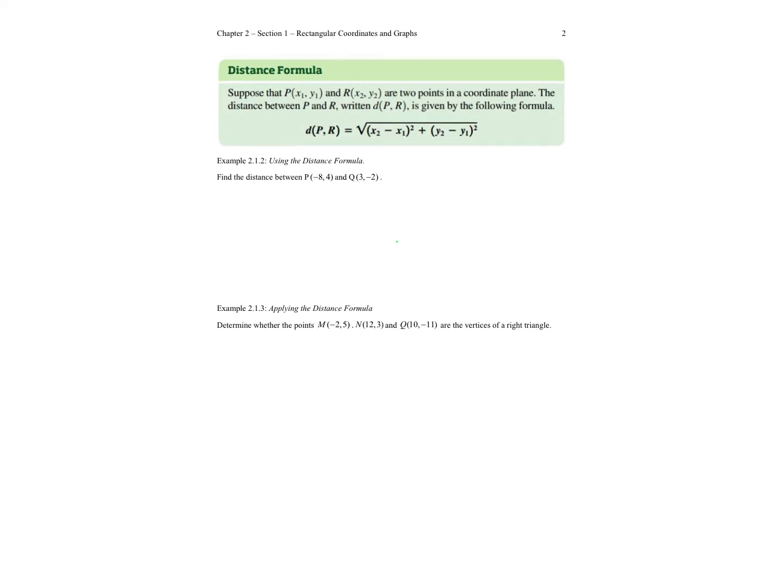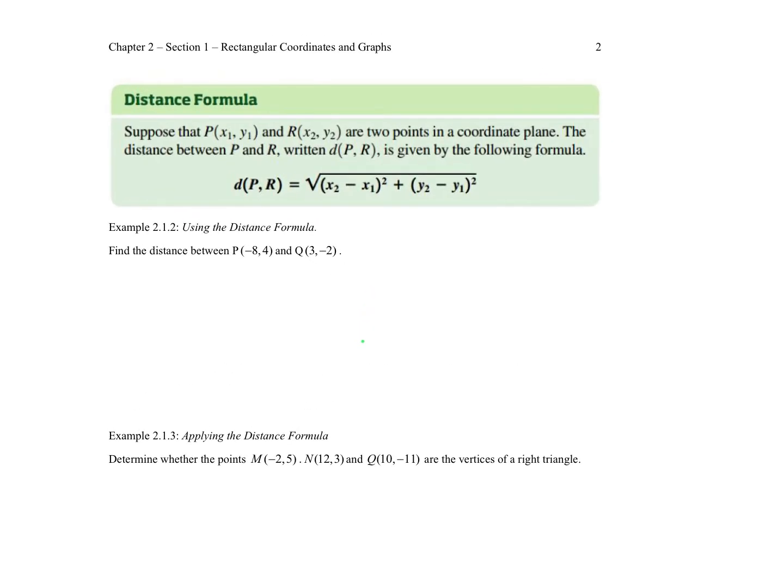So the first formula that we're going to review today is the distance formula. You've probably learned the distance formula as the distance equals the square root of x2 minus x1 squared plus y2 minus y1 squared, which is exactly what we have. The only difference is they put this PR in the front because it's saying it's the distance from the point P to the point R. So let's practice finding the distance.